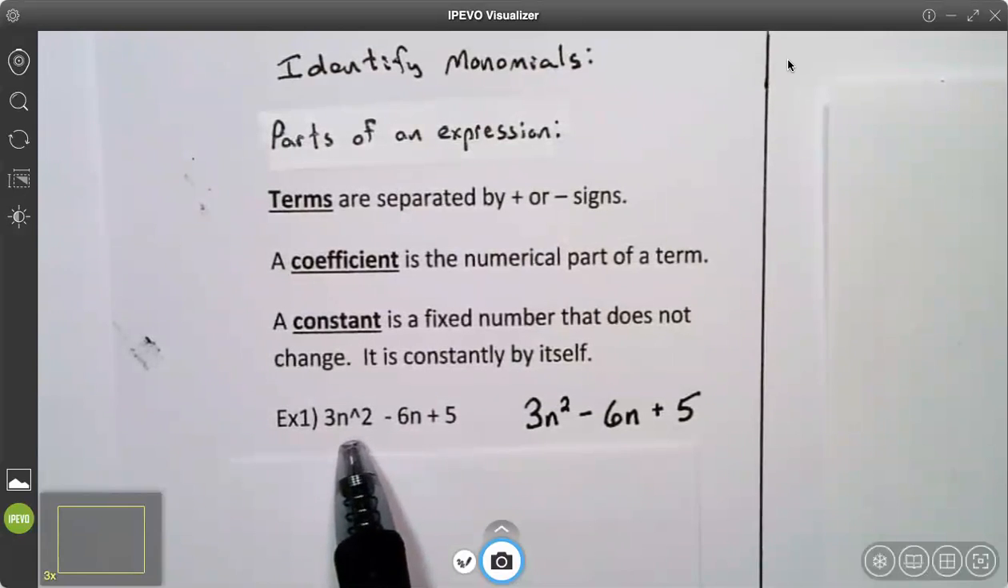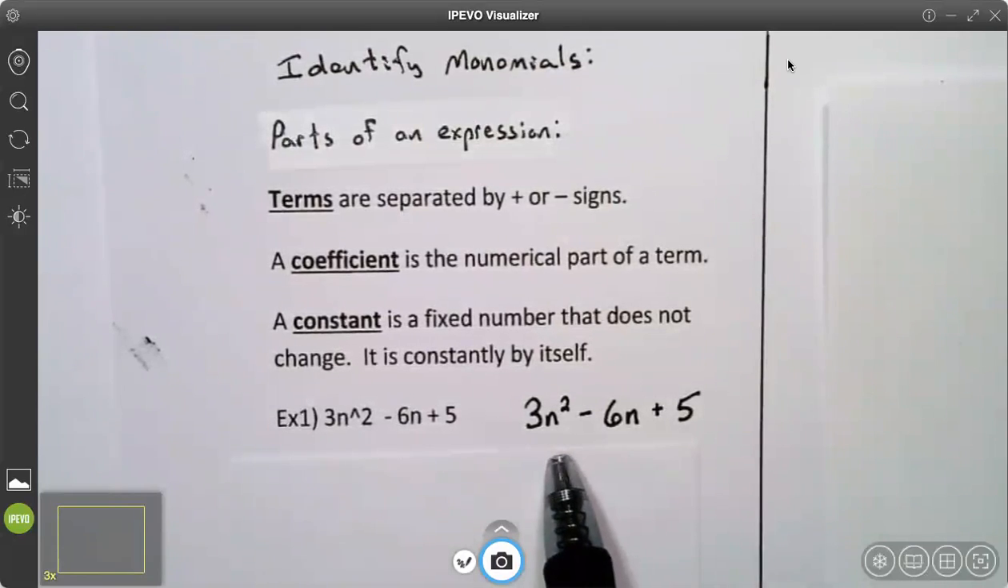I also typed it out. Please note that when powers are typed out, exponents use that symbol right there. It's above the 6 on your keyboard. You'll see that. I also wrote it here because it's just easier to look at. This expression has three terms.